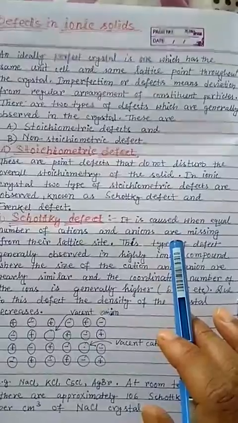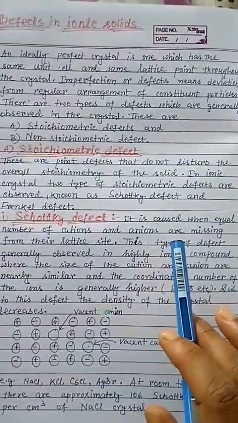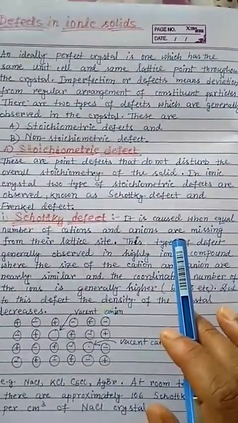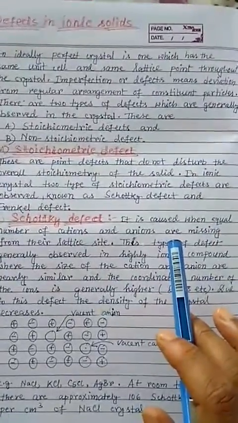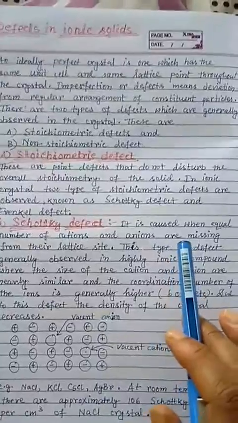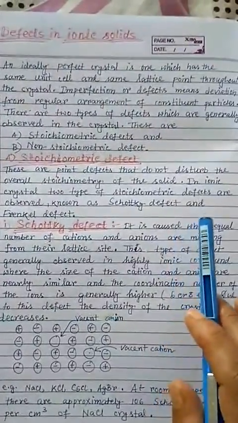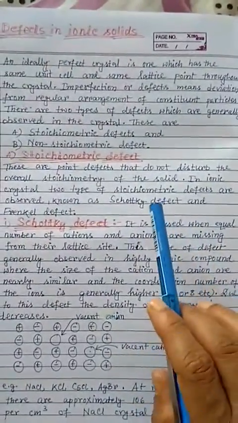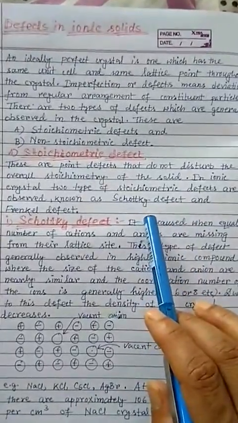That means if a crystal is formed by a unit charge cation and unit charge anion, then from the respective lattice sites, an equal number of cations and anions should be missing. In ionic crystals, two types of stoichiometric defects are observed, and these are known as the Schottky defect and the Frenkel defect.